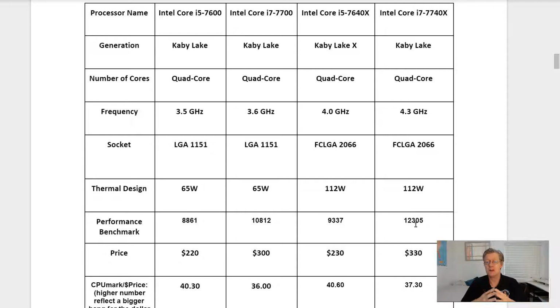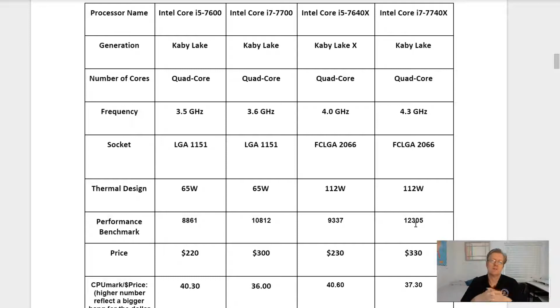And the thermal design is a little bit hotter at 112 watts. The performance benchmark is also at 9,337, so it's faster than the original Core i5 that we saw previous. The price is a little bit more too, at $230, and your CPU mark versus price is at 40.6.